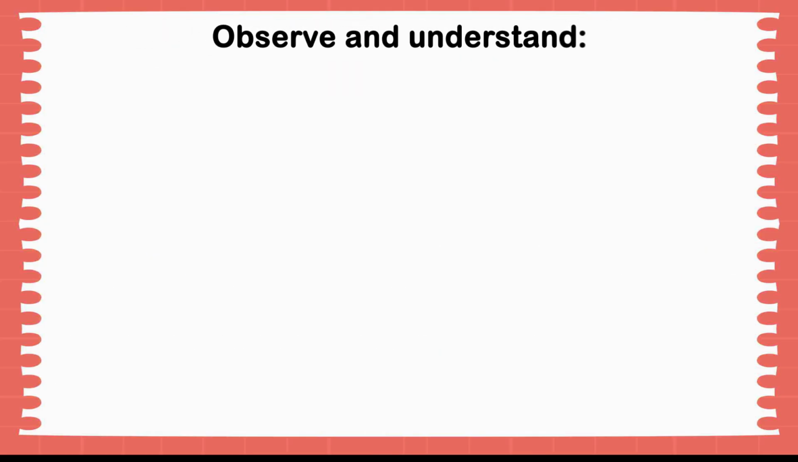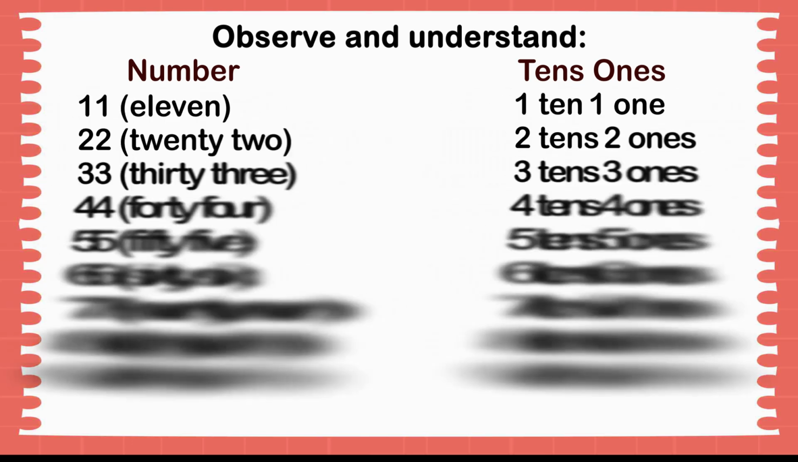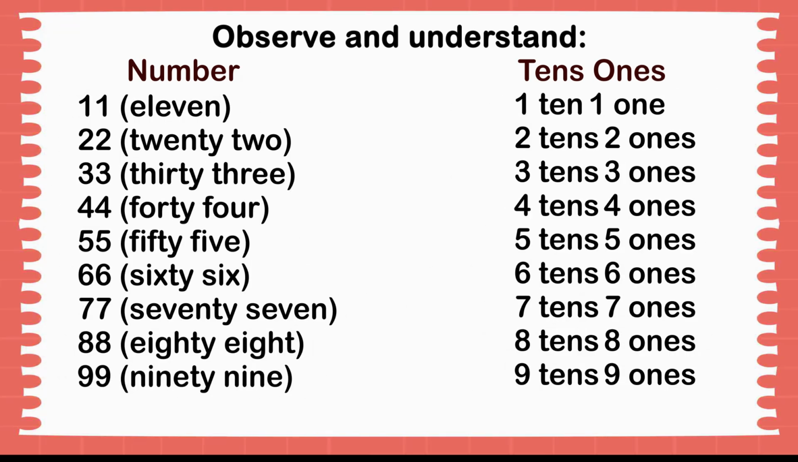Observe and understand. Number, tens, ones. 11, 1 ten, 1 one. 22, 2 tens, 2 ones. 33, 3 tens, 3 ones. 44, 4 tens, 4 ones. 55, 5 tens, 5 ones.